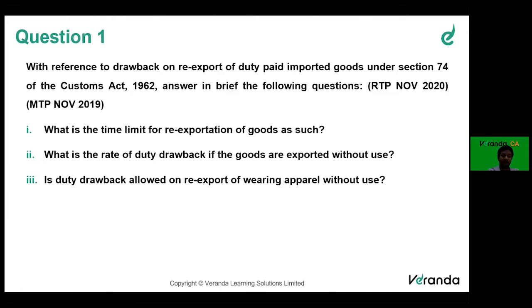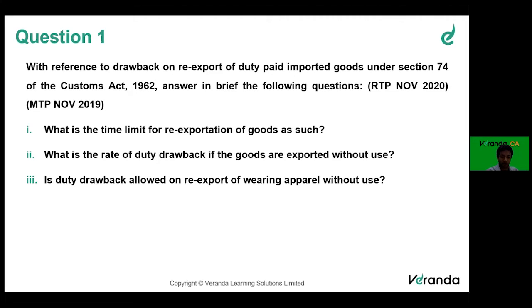See, duty drawback, we have already discussed these concepts during our session recordings, right? So section 74, section 75. 74 is all about that you import something and then you export. 74.1 says without use. 74.2 says that you use it and then send it back. So let's say, for example, if I import some goods and I use it and send it back after a proper period, let's say 3 months, 6 months, 1 year, 8 months, whatever period. Section 75 talks about that you import certain products, you manufacture a finished product and then you export it back.